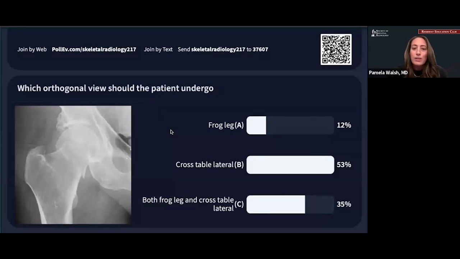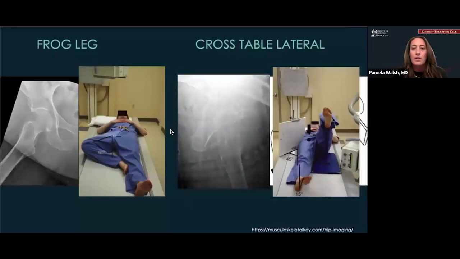For this X-ray, we can see that there's a fracture here. And ideally, in that scenario, we want to try to not move the hip. So cross-table lateral is going to be our answer. Let's take a look at that.